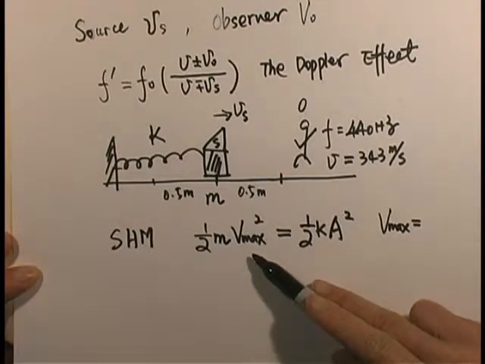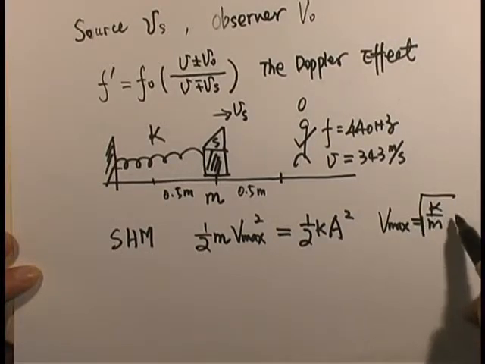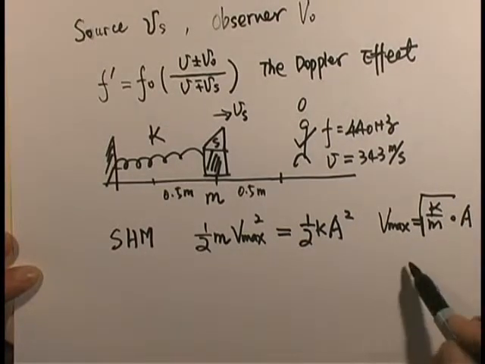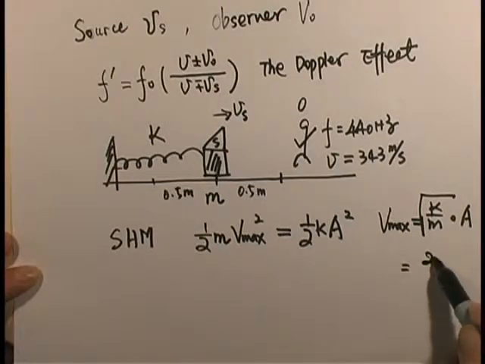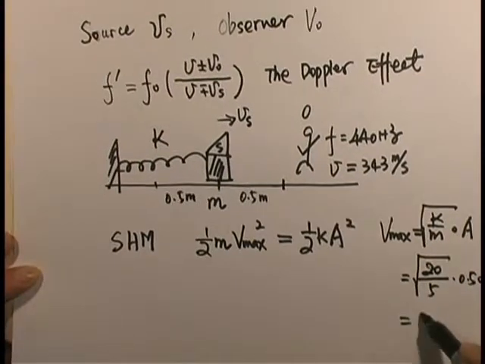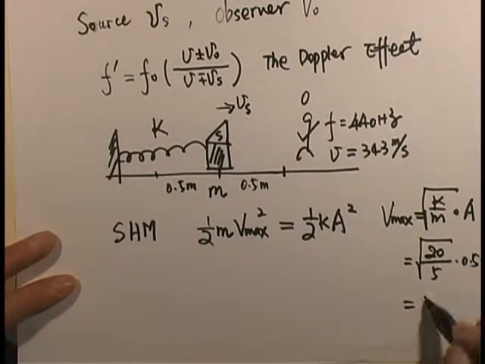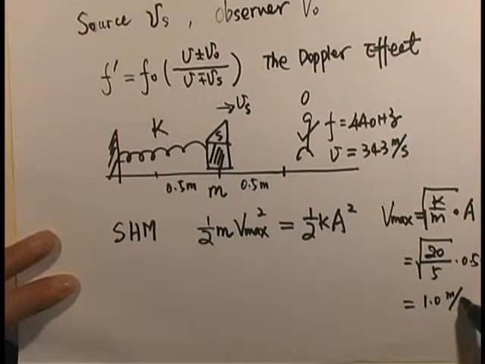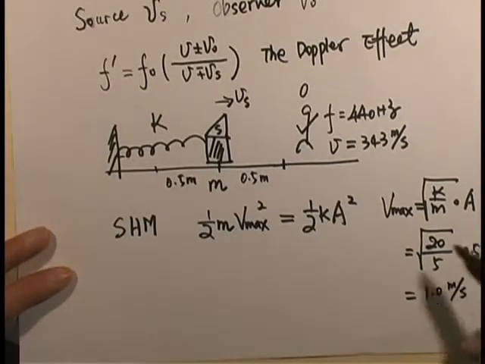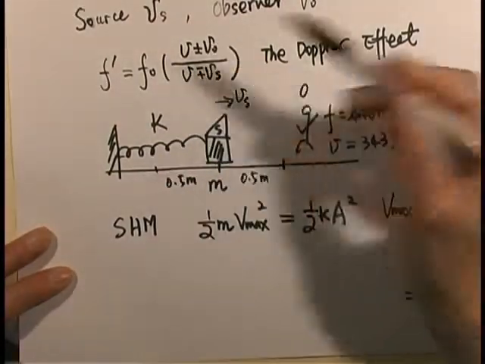That maximum speed is obviously the square root of k over m, times A. In our case, k is given as 20 newtons per meter, m is 5 kilograms, and the amplitude is half a meter, so the result is the square root of 4, which is 2, times 0.5, that's 1.0 meter per second. That's the maximum speed. Now, with the Doppler effect in this case, the source moves and the observer doesn't move.